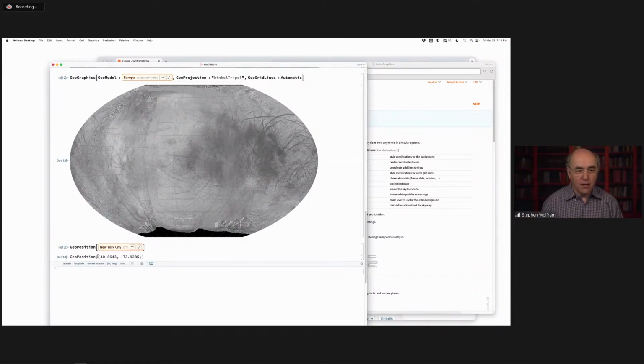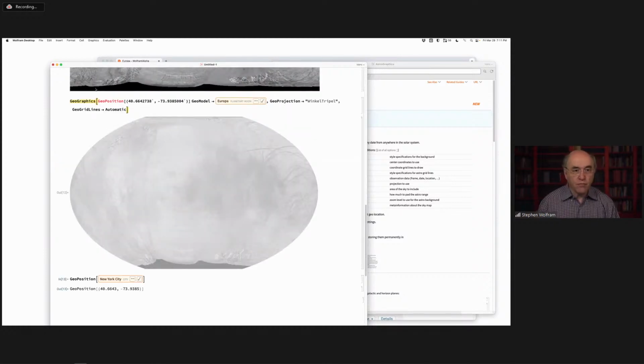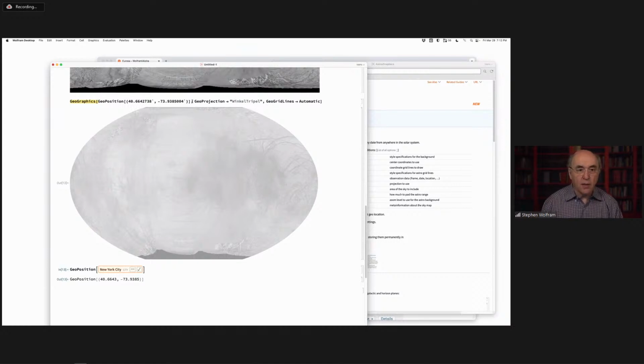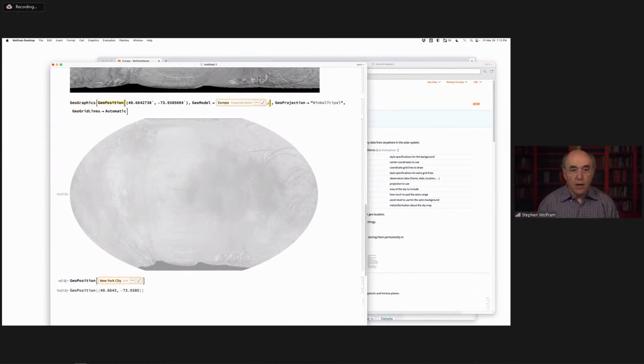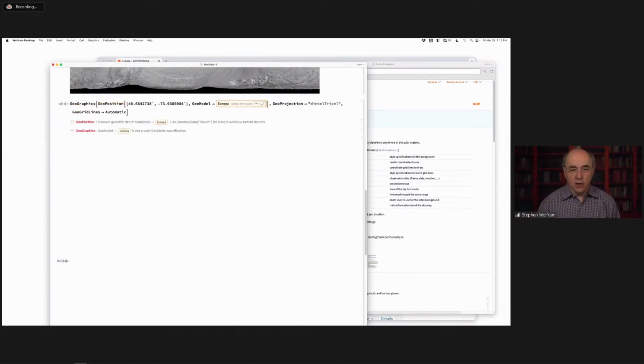So now let's do this. Let's see how this will work. Let us try doing this. We'll say GeoGraphics of that geoposition, and we're going to use the Europa geomodel. And this is going to be, is this going to work? I don't know. Unknown geodetic datum. I see. What we have to do is say the geomodel outside is Europa.